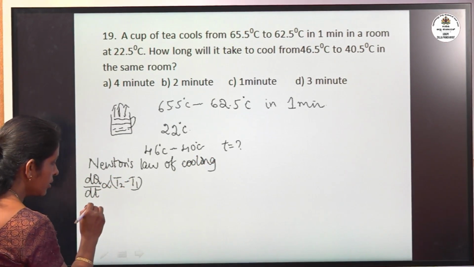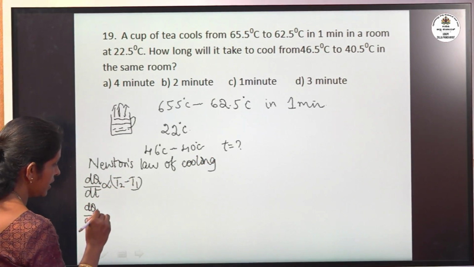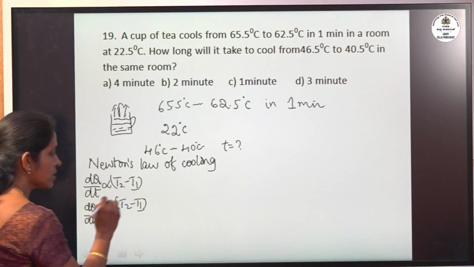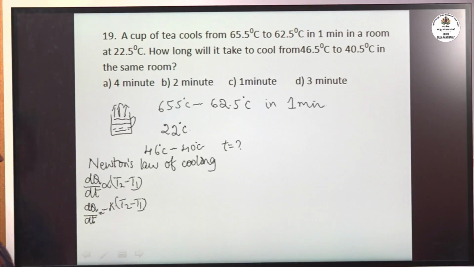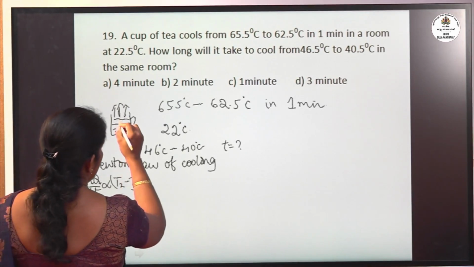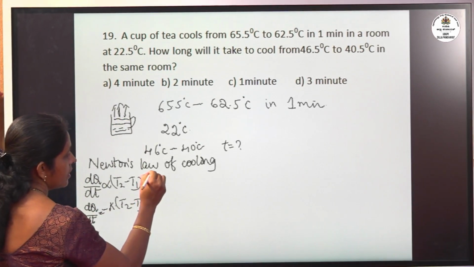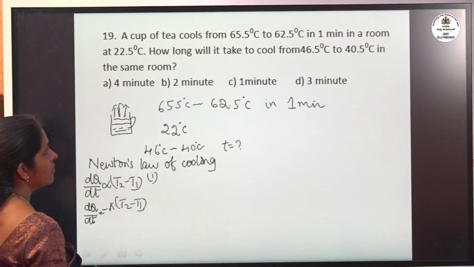Rate of cooling dQ/dt is equal to minus k into (T2 minus T1). The negative sign represents cooling: the temperature decreases. Here we can observe hot coffee. In the first case, similar to the previous problem, we can solve this.